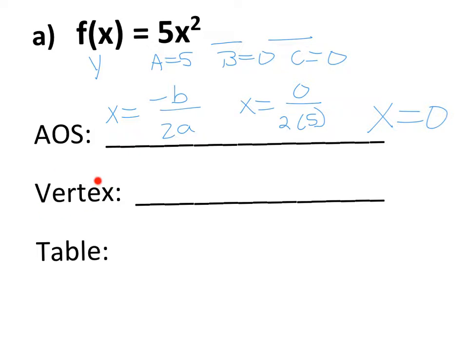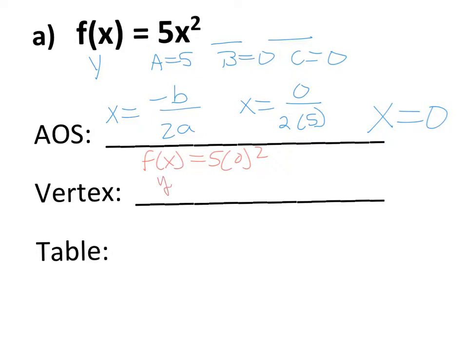Now back to the vertex. We're going to take this and plug it back in up there. So I've got f of x equals 5 times 0 squared. All I did was take the 0 and plug it in right there. So 5 times 0 squared is just 0.